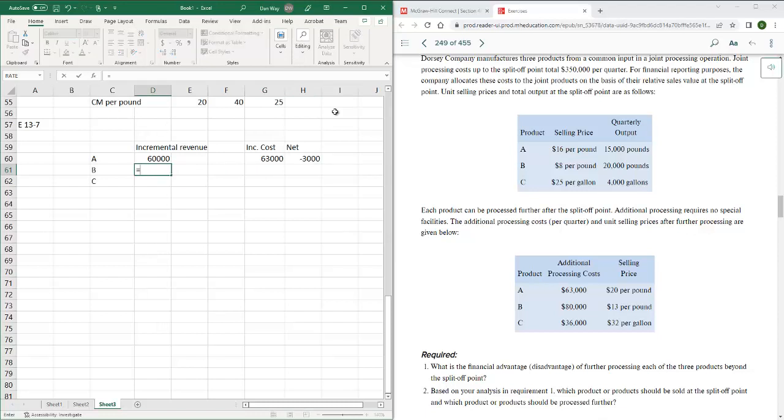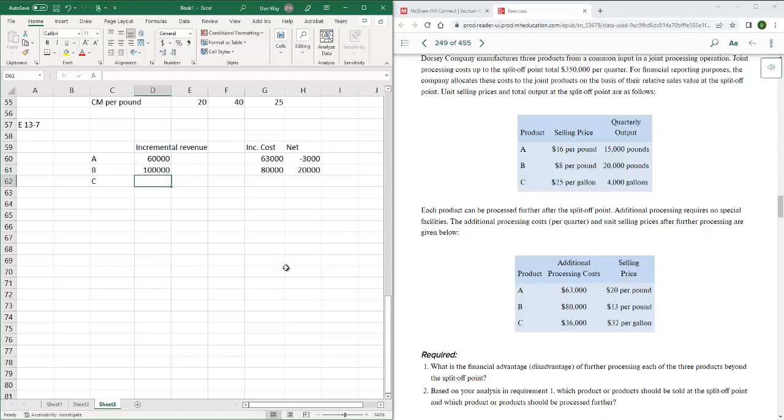B had a selling price after additional processing of $13 per pound versus a selling price at split off of $8 per pound times the 20,000 pounds we can produce of this stuff, which means potential incremental revenue of doing additional processing of $100,000. Now the incremental cost of doing that processing is $80,000. So in this case, 100 minus 80 means a net advantage of $20,000 to do that additional processing.